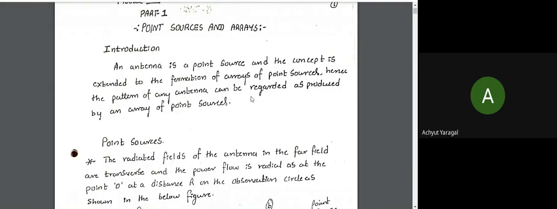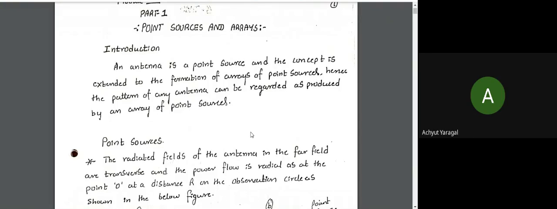Whenever we say antenna, it could be made of material of different sizes, but what we are going to consider in this case is just a dot or a point as an antenna, which is going to generate certain energy in terms of a point. It is called a point source. The concept is extended to the formation of an array of point sources, so the pattern of any antenna, in a linear fashion, can be regarded as an array of point sources.